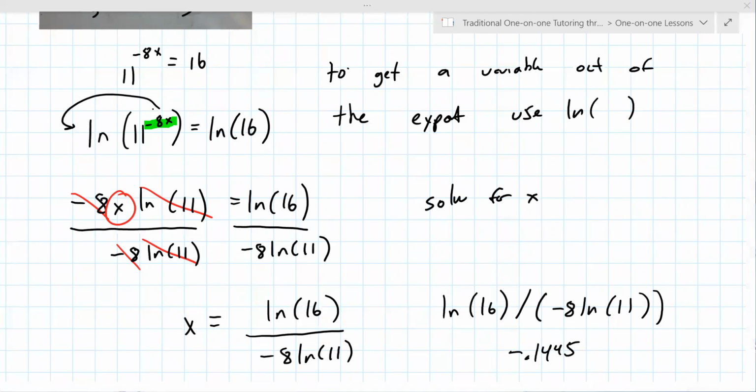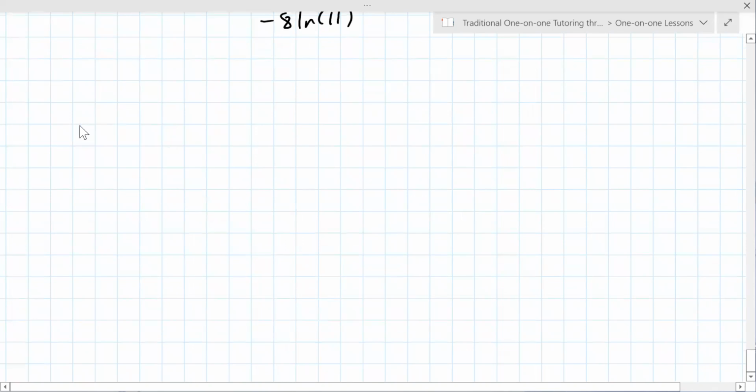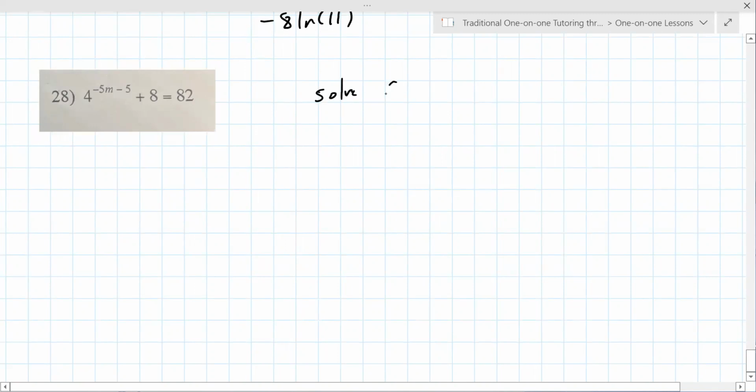All right, so we'll look at the next one. Number 28 is very similar. Just a few different operations. So we're trying to solve for m, and m is in the exponent. So you want to undo this plus 8 first. You're going to subtract 8 from both sides. Subtract 8, subtract 8: 4 to the minus 5m minus 5 equals 74.